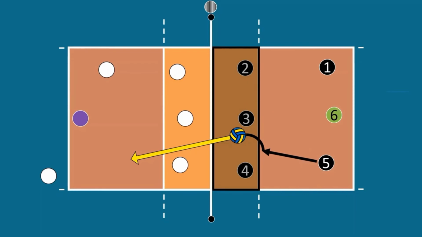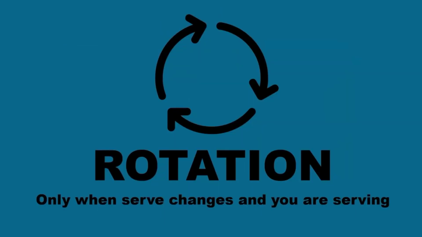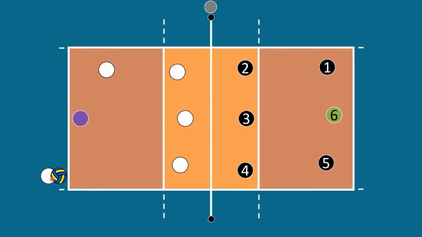There is one more concept of rotation that happens only when serve changes and your team is serving. So if serve changes and it goes to the opponent, then you don't need to do anything. But if serve changes and now you are serving, then you need to do a rotation. Here, if the white team is serving and they lost the point, and let's say we are the black team, because we won and now it is our serve, we would have our rotation. Rotation 1, so everyone moves 1 position in the clockwise direction.